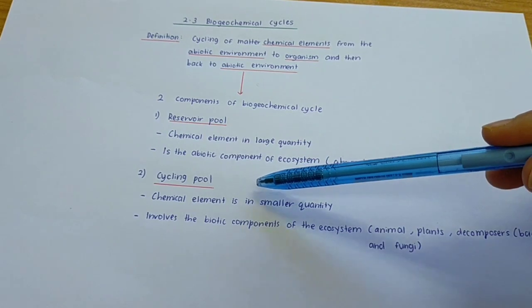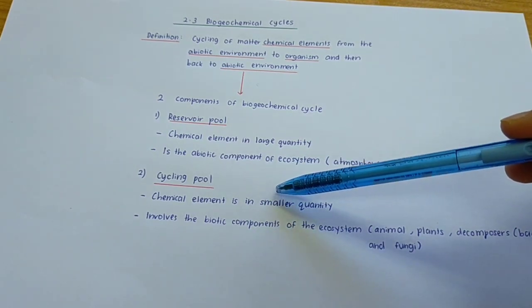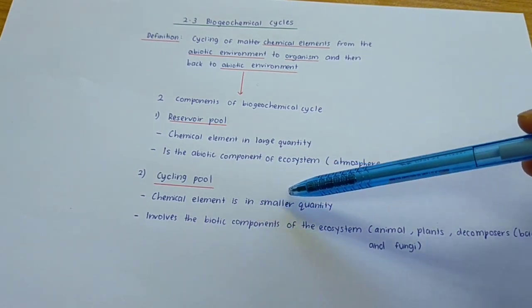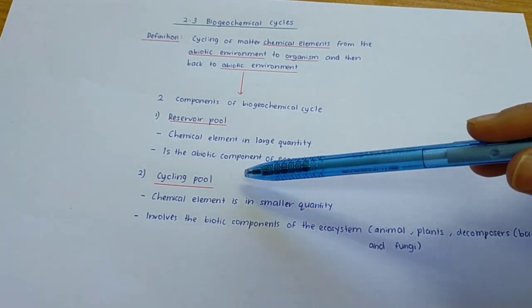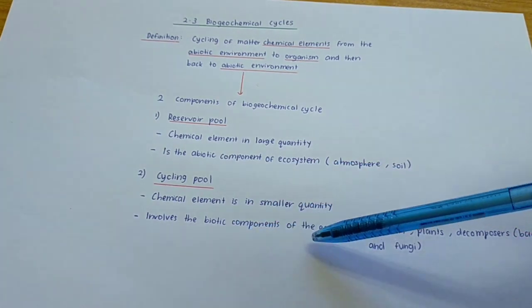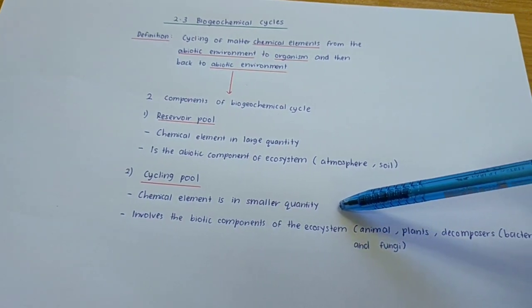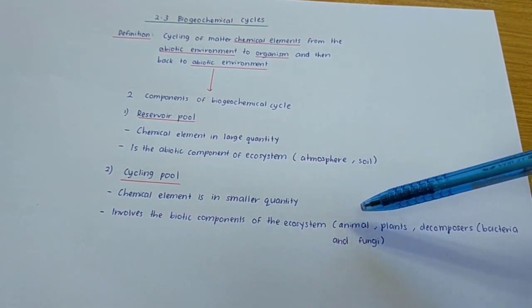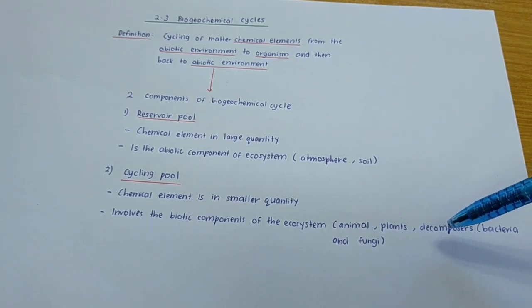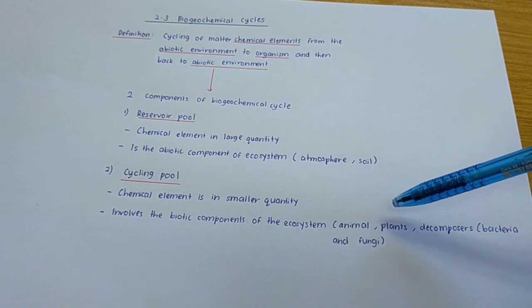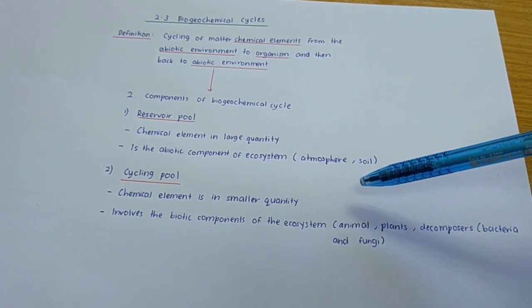So what is the difference with the cycling pool? In the cycling pool, the chemical element is in smaller quantity. Why? Because the cycling pool involves the biotic components of the ecosystem. What are examples of biotic components? Animals, plants and decomposers. Examples of decomposers are bacteria and also fungi.